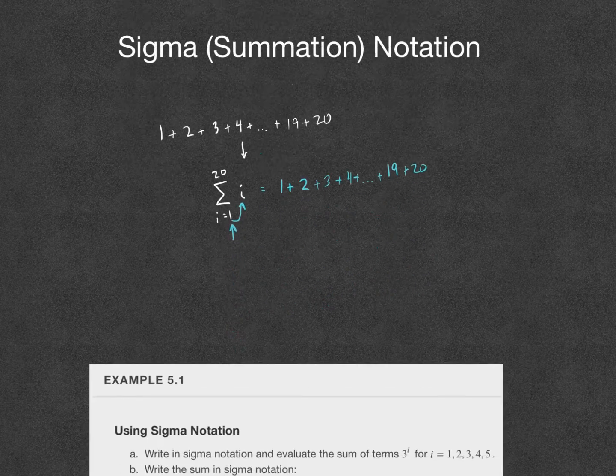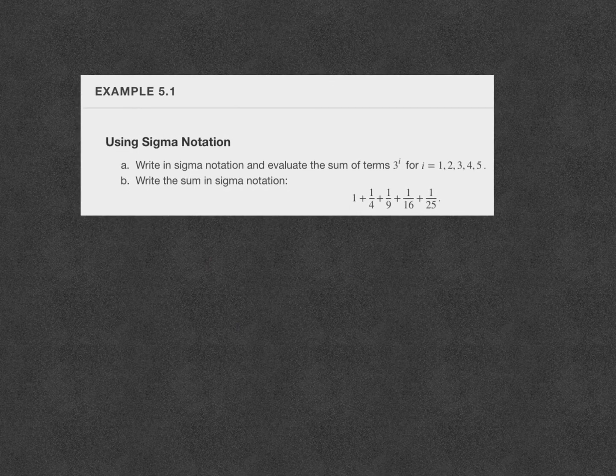Now we will look at an example where we're going to write this sigma notation and evaluate it. For the first one, part A says write in sigma notation and evaluate the sum of the terms 3 to the ith power for i equals 1, 2, 3, 4, 5. So what we do there for part A is I'm going to start with my Greek letter sigma, that is the sum notation. I'm going to write underneath it i equals, now the first number is 1, and the last number is 5. So it's the sum from i equals 1 to 5 of 3 to the ith power.